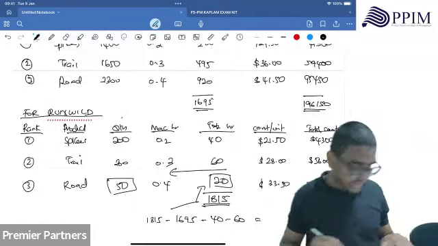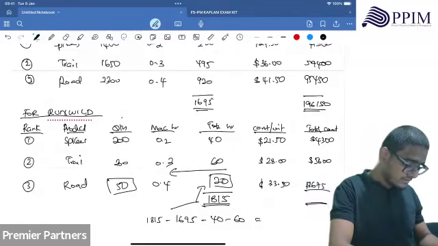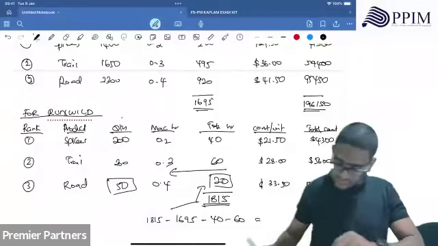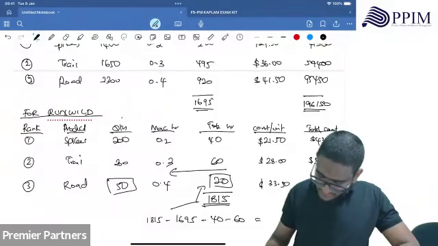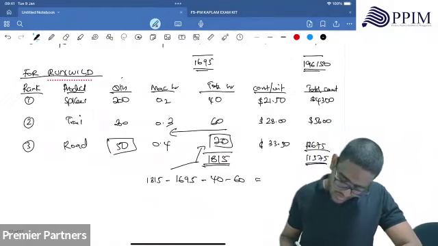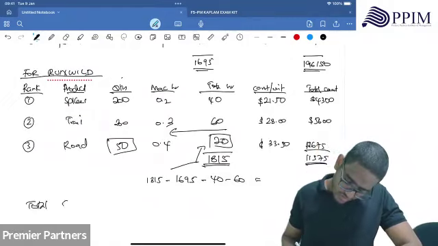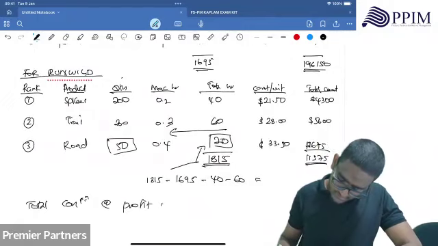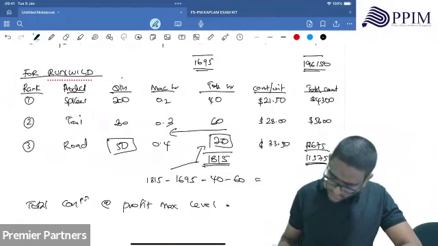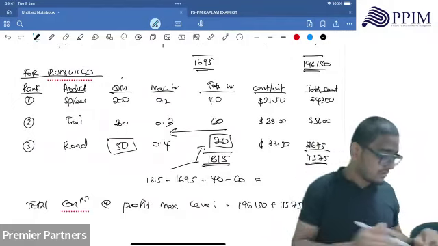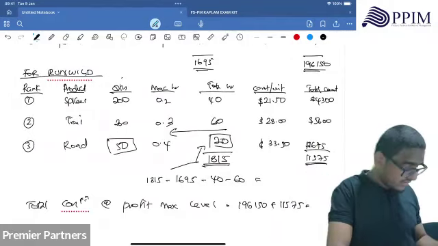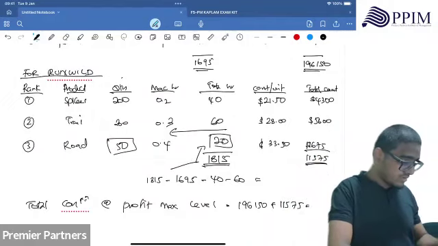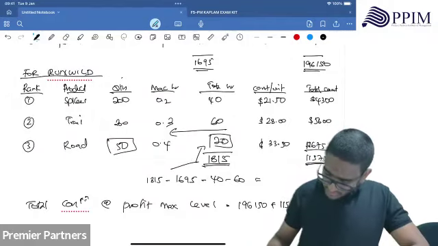The total contribution you generate from here is 11,575. Okay. Therefore, total contribution at profit maximizing level would be 196,150 plus 11,575, to give you 207,725.